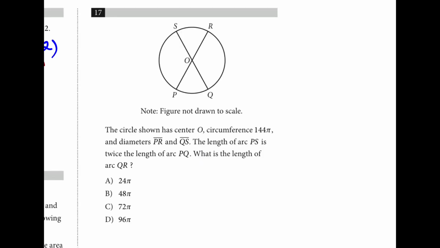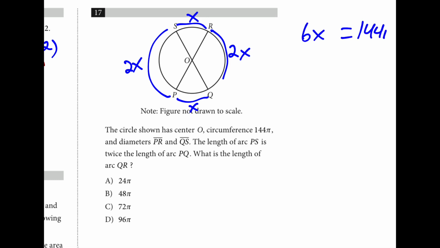The circle shown has center O, circumference 144 pi, and diameters PR and QS. The length of arc PS, so this arc here, is twice the length of arc PQ, so this one here. So we'll call that 2x and we'll call this x. Because these are diameters, the same thing is going to be true over here. So if I look at my entire arc, I have 2 plus 2 plus 1 plus 1. That's going to be 6x, and that's going to be equal to 144 pi.